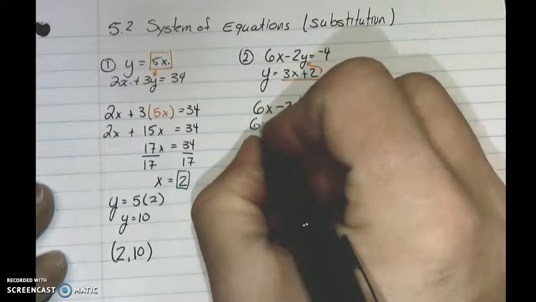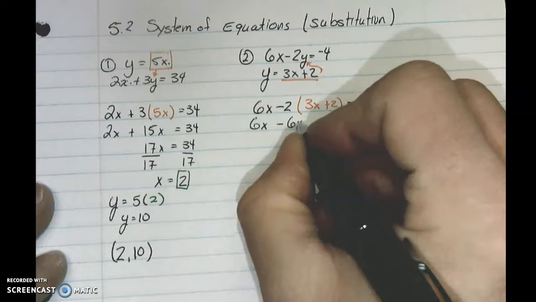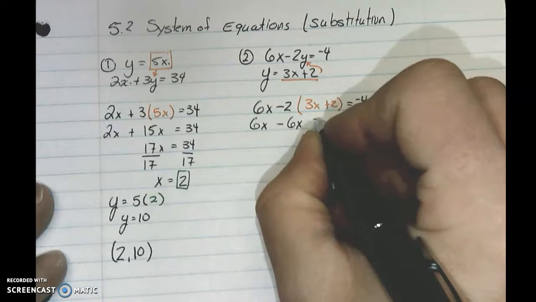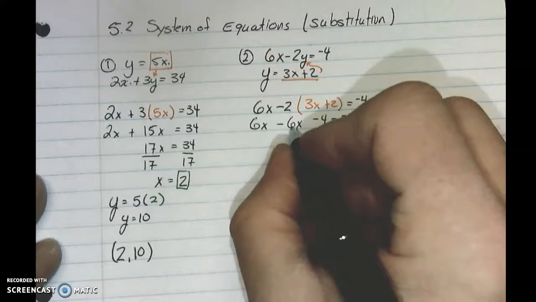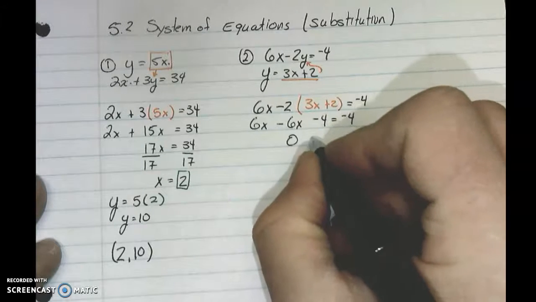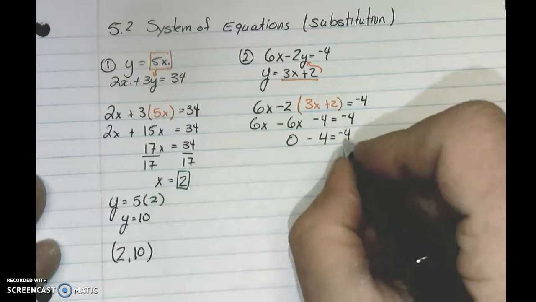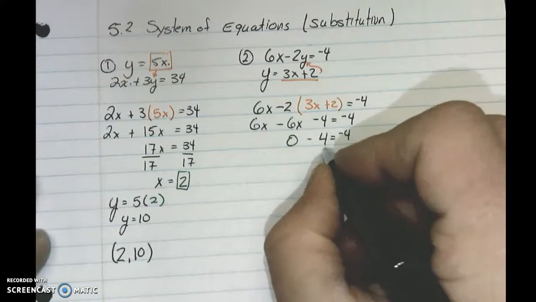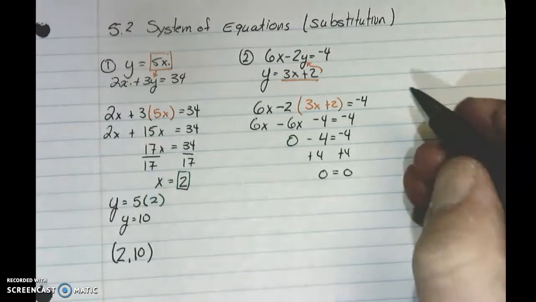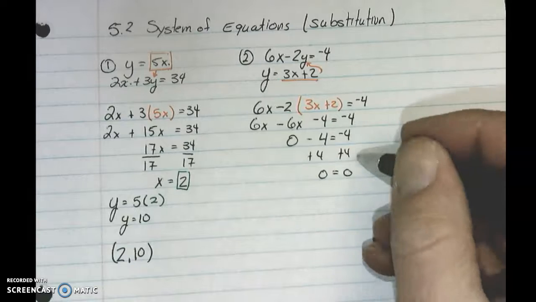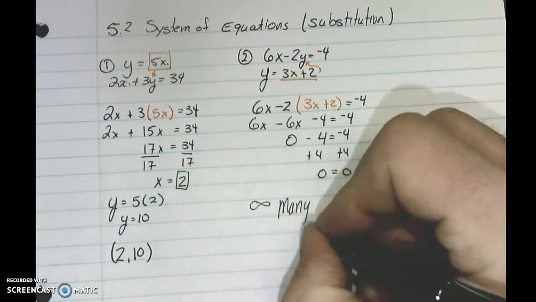And then I'm just going to do my algebra again. So negative 2 times 3x is negative 6x. Negative 2 times 2 is a negative 4, which is equal to negative 4. Okay, so then 6x minus 6x is 0. Minus 4 is equal to negative 4. We could stop right here, but if you need to, you add the 4, and you can see 0 is equal to 0. Now, because 0 is equal to 0 is a true statement, this is an example of one that has infinitely many solutions.